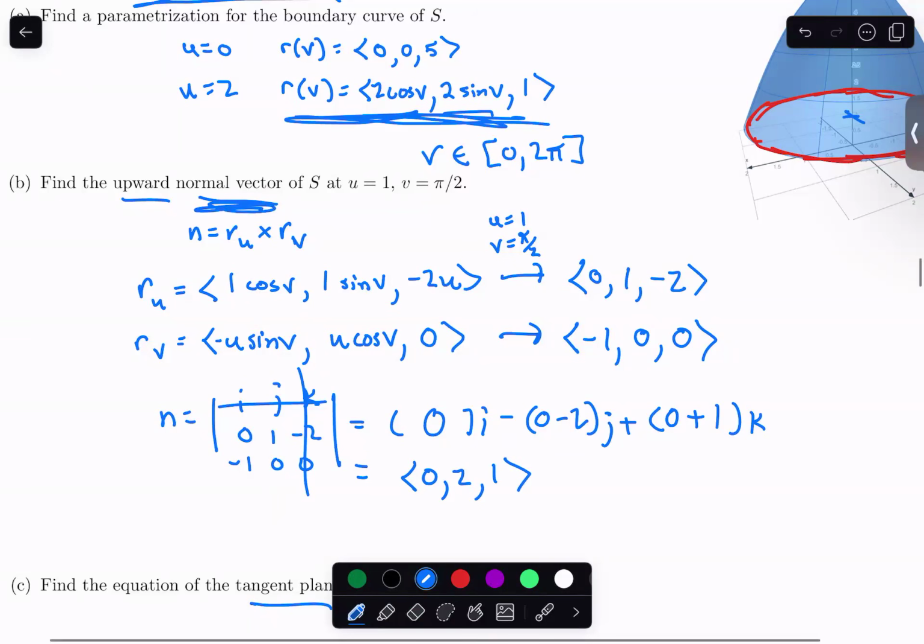Now this is indeed a normal vector. Check. Is this an upward normal vector? And how would I know?